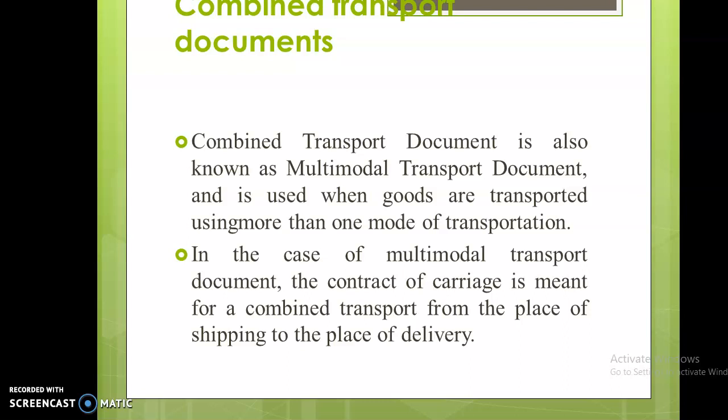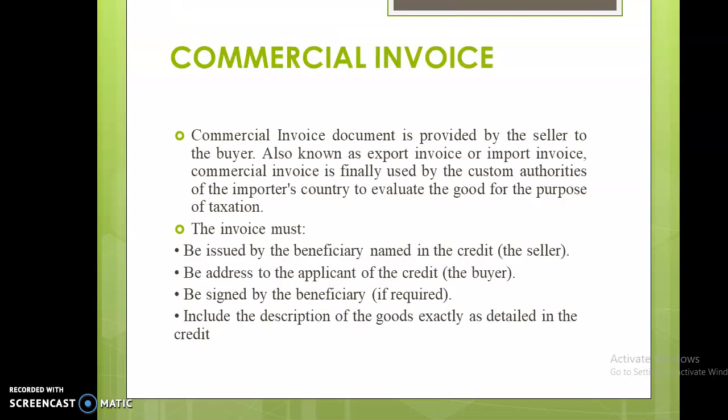And the next document is combined transport documents. This is a multimodal transport document, needed if the goods are delivered through different modes of transportation. When the goods are transported using more than one mode of transportation, you need to have this document. That document is known as the combined transport document.